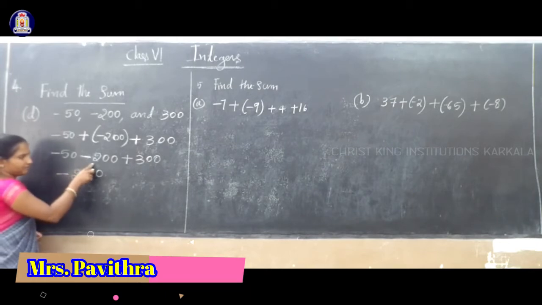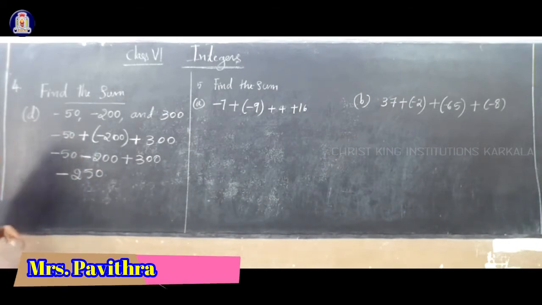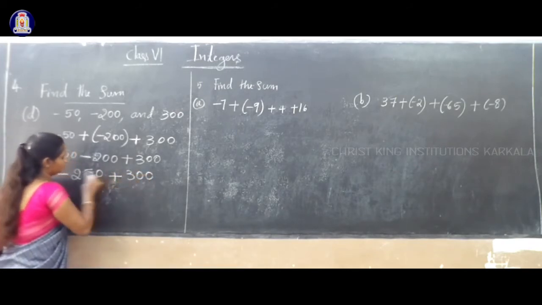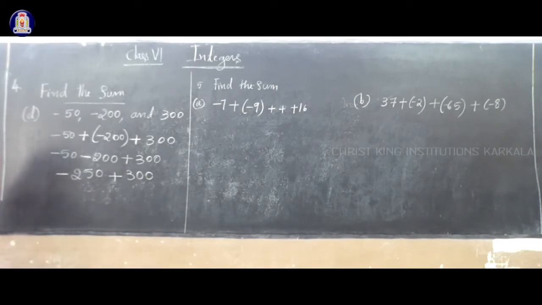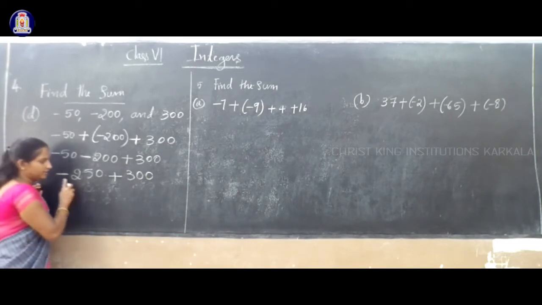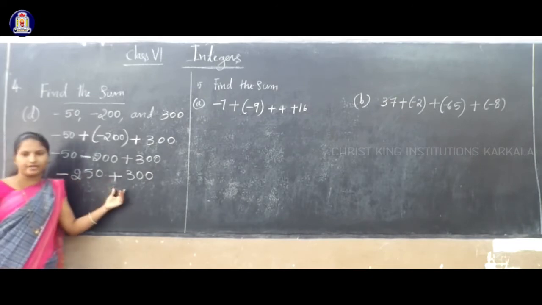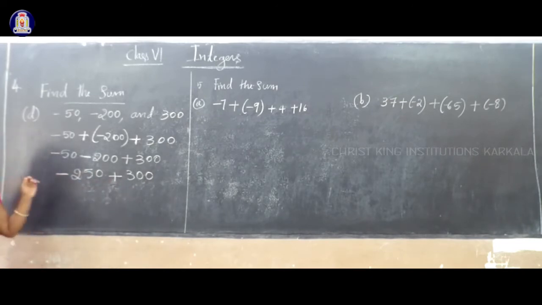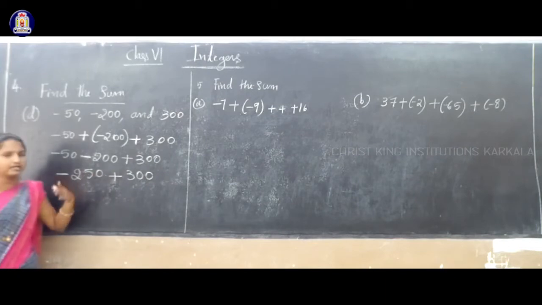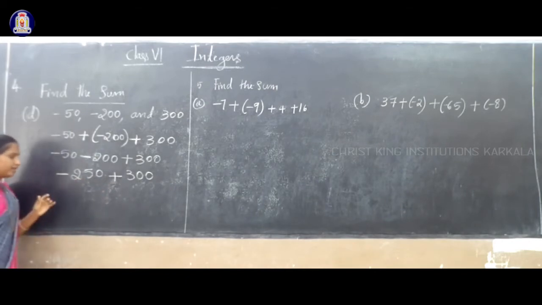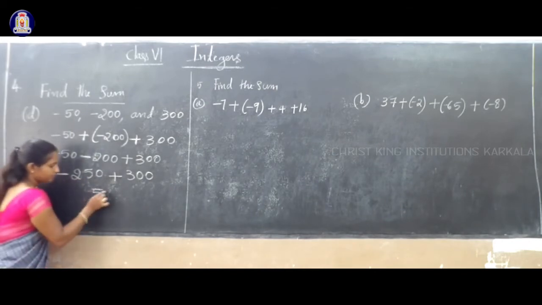Which is the greater number? 200 is greater, and that sign is minus. So here, minus 250 plus 300. Now see the sign: minus 250 plus 300. Is the sign same? No, the sign is different. So what do we have to do? Different sign means subtraction. So if you subtract 300 minus 250, you will get 50.